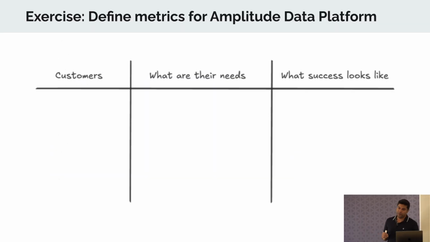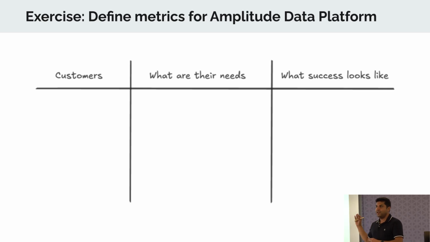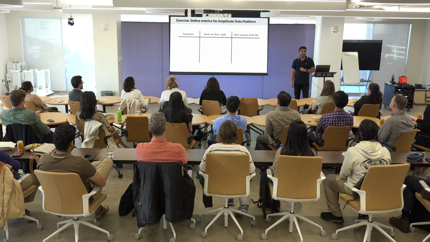The exercise that I want to do is I want us to work together to define, hey, who might be the customers of a data platform at Amplitude? What might their needs be, and what does success look like here? And we'll talk about metrics. What might we track to make sure that they are successful in this case? So, who wants to start us off? Who might be customers for a data platform?